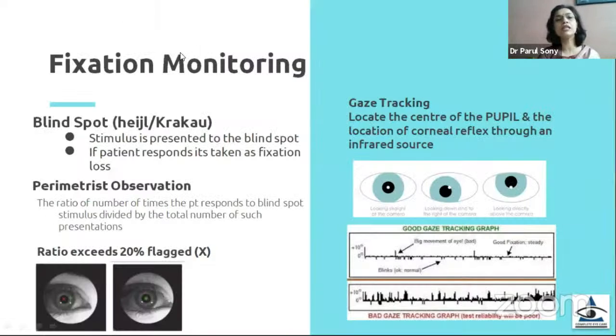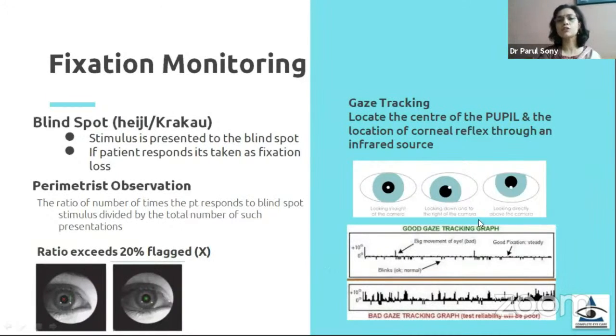Now, how does the machine monitor the fixation target? It projects the stimulus on the blind spot, and if the patient is pressing the trigger, that is noted as the fixation losses. And the perimetrist can also see if the eye is moving on this window.